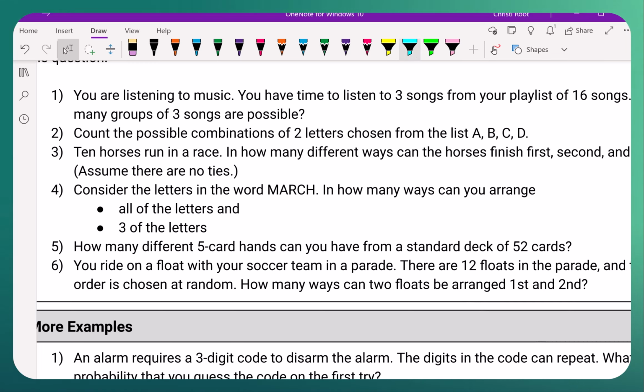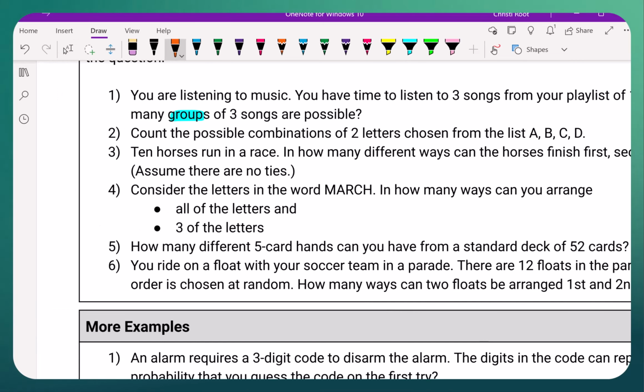Okay, so this is a combination because of the word group. You have a group of 3 songs, then that song's going to be in that group, and that's it. There's nothing specific about being chosen first, second, or third. So this is a combination. We're going to put C right there.